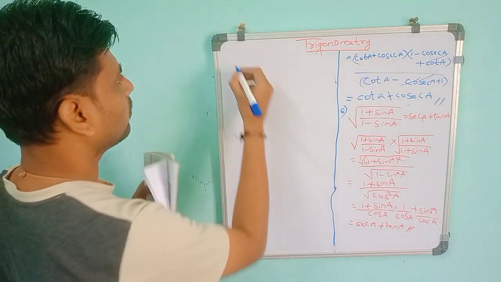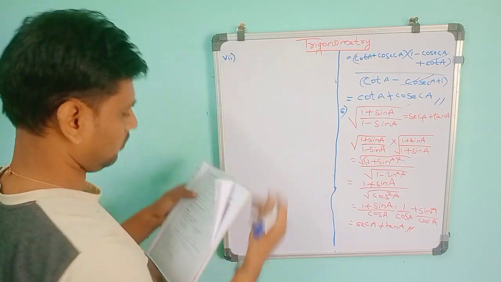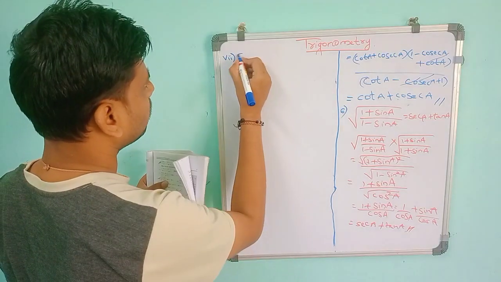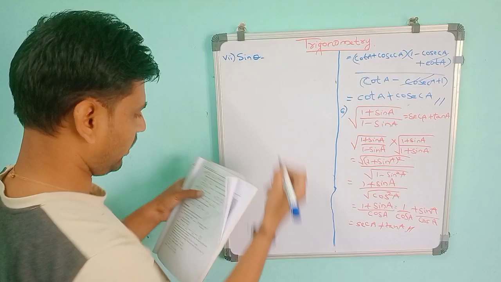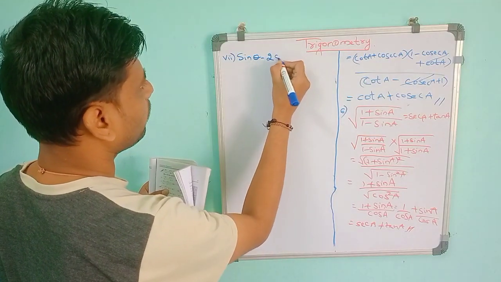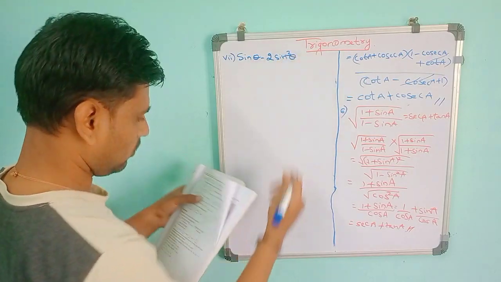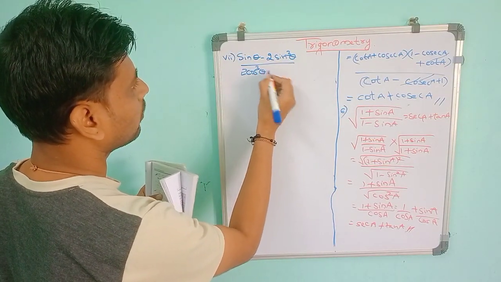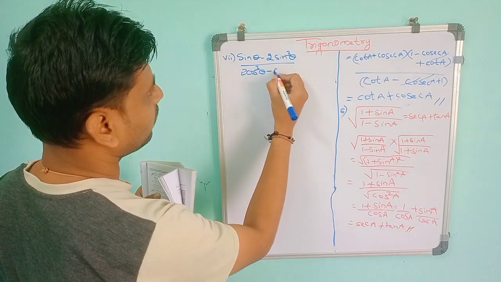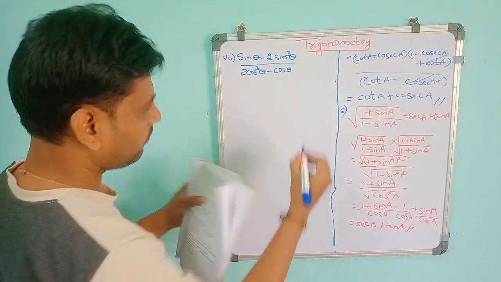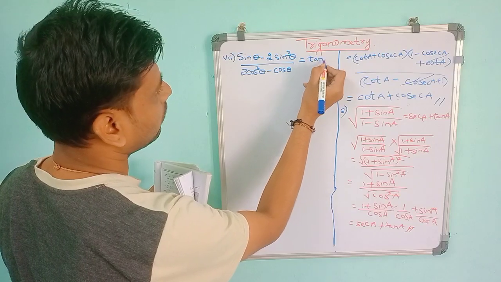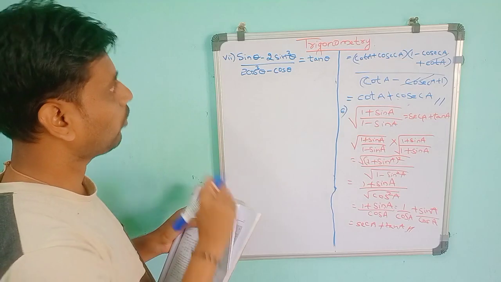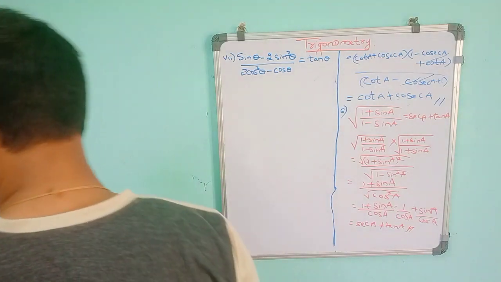Then seventh one, sin theta minus 2 sin cube theta divided by 2 cos cube theta minus cos theta is equal to tan theta. So we have to prove that sin theta minus 2 sin cube theta divided by 2 cos cube theta minus cos theta is equal to tan theta.